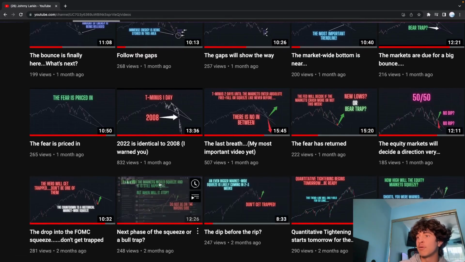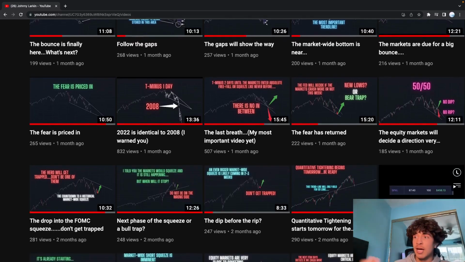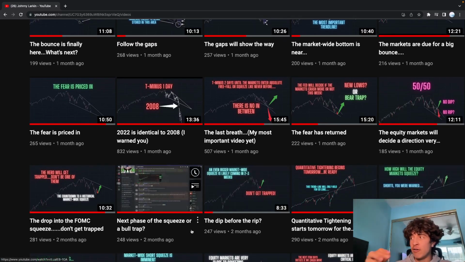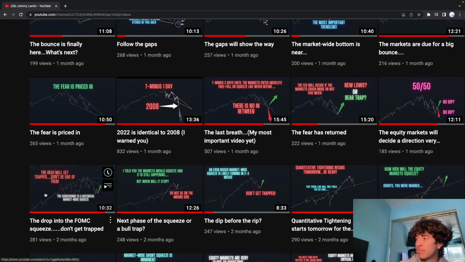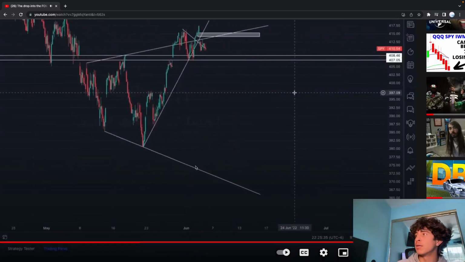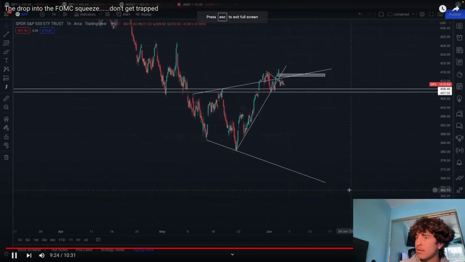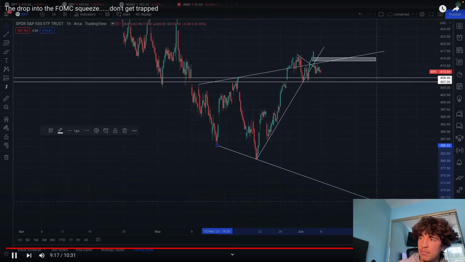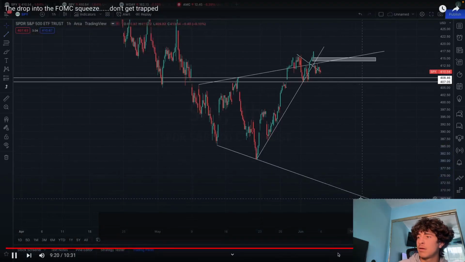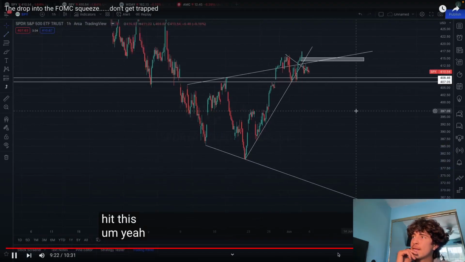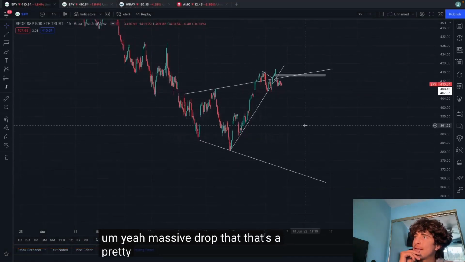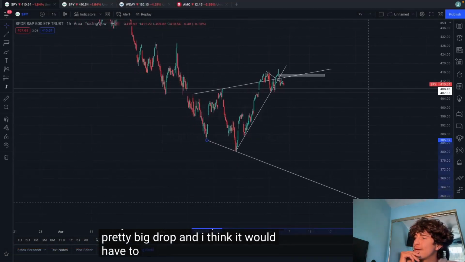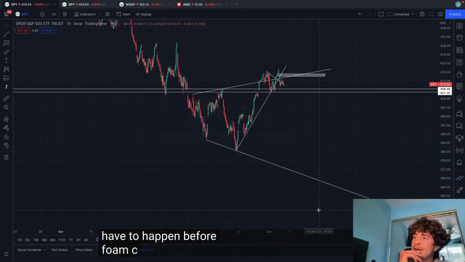bear trap, the dip before the rip, the death of the shorts in the equity markets. I was very confident this would happen. The drop into the FOMC squeeze, this is another big one. Massive drop. That's a pretty big drop. We got these supports lower. We could make a new low, hit this. Yeah, massive drop. That's a pretty big drop, and I think it would have to happen before FOMC on the 14th and 15th, I believe.